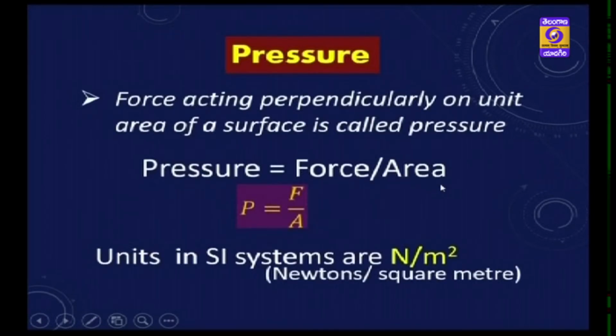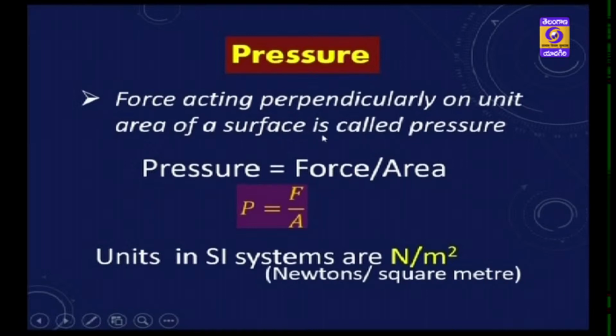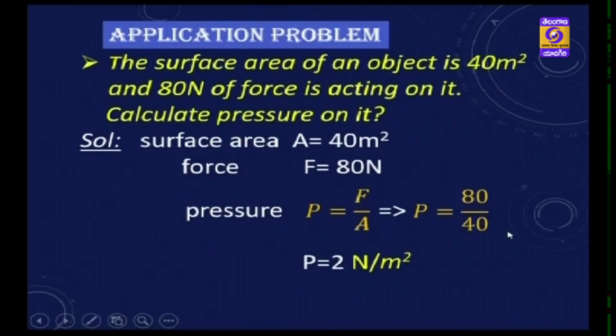So this is known as pressure. The force acting perpendicularly on unit area of a surface is called pressure. Pressure is equal to force by area. In mathematical notation, P = F/A. The unit of pressure in the SI system is Newton per meter square. Remember, children, units are very important in our physics. For every physical quantity you have to mention the units.